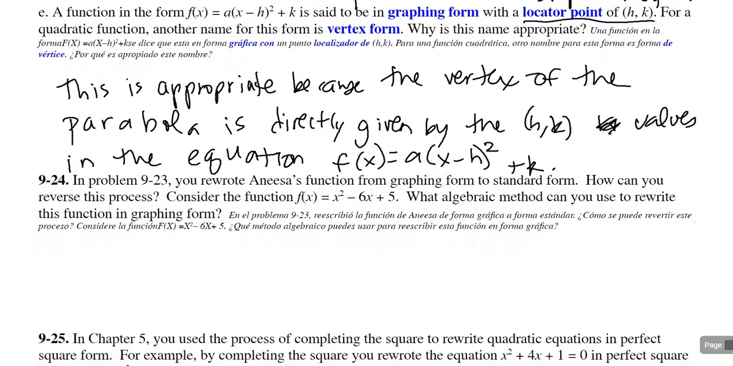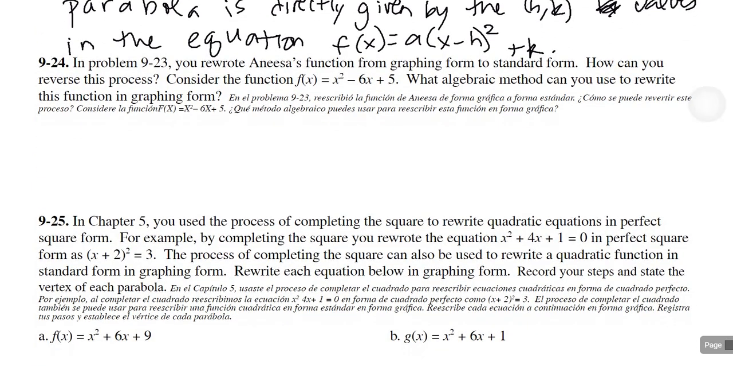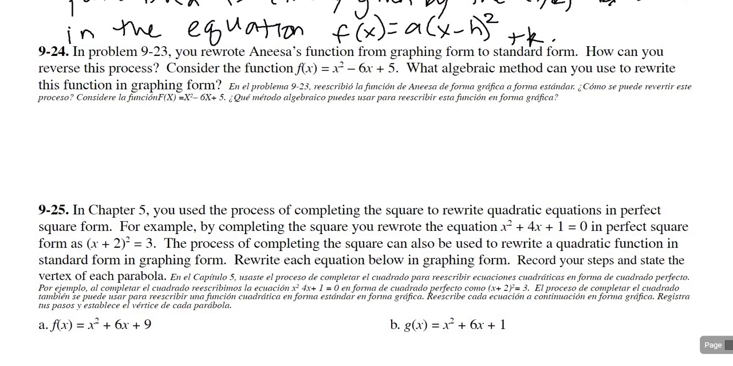Okay, we continue to 924. In the previous problem, we rewrote Anisa's function from graphing form to standard form. How can we reverse this process? How can we go from standard form to graphing form? So we consider the function f of x equals x squared minus 6x plus 5. And we say, hey, how can I do this?